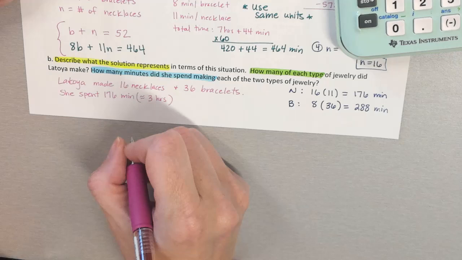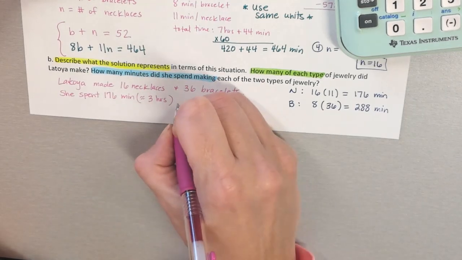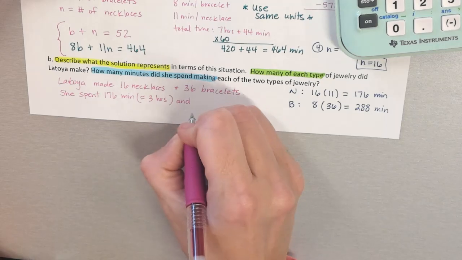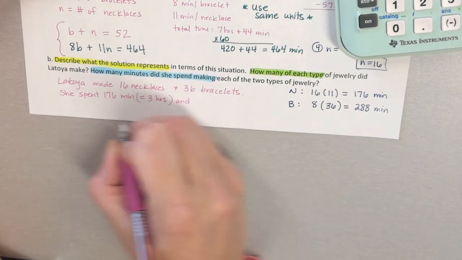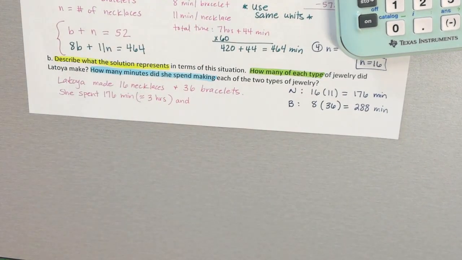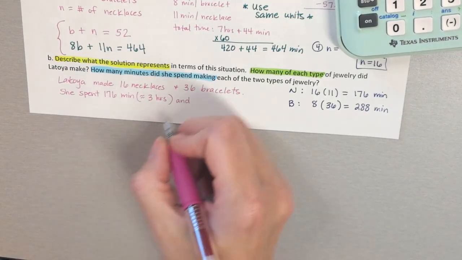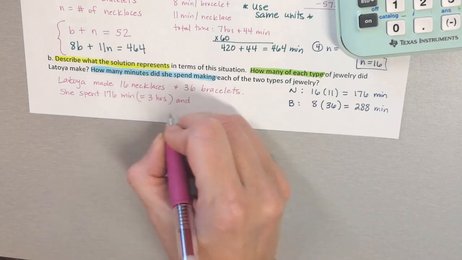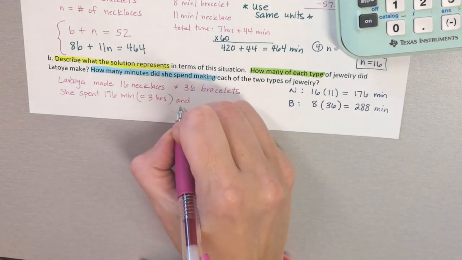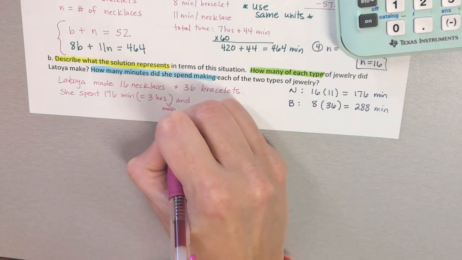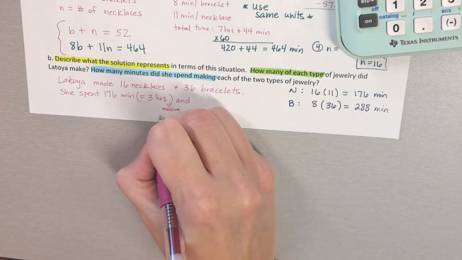Oh, you absolutely could. Actually, later this year, I think we have some sort of problems where I have you do that. Okay, so she spent 176 minutes. That's approximately 3 hours. Oops, I wanted to say she spent that much time making, that's how much she spent making the necklaces.